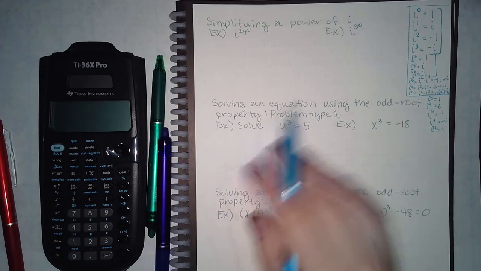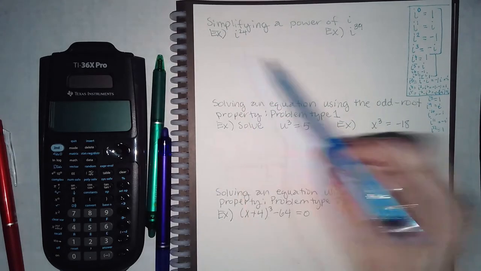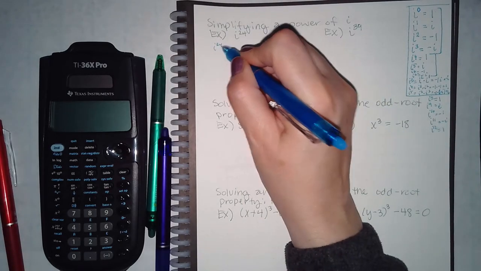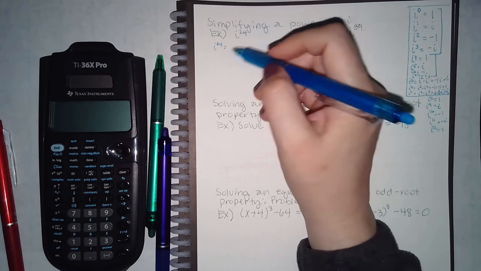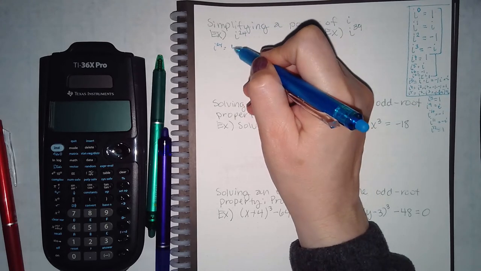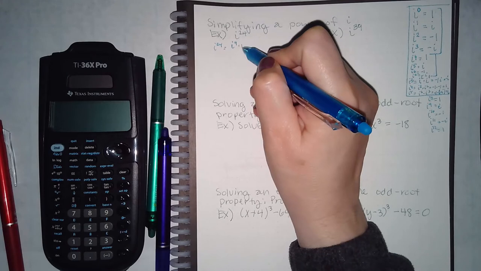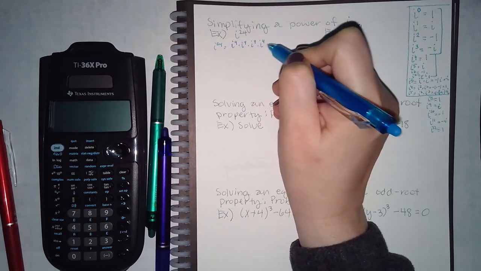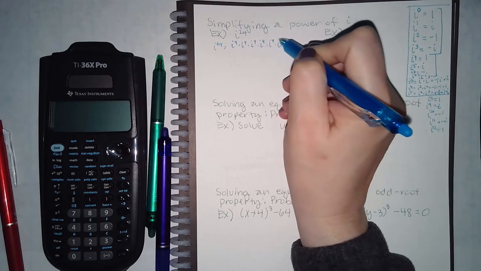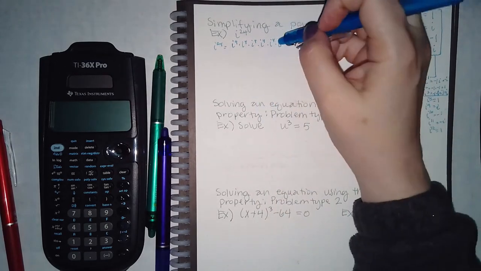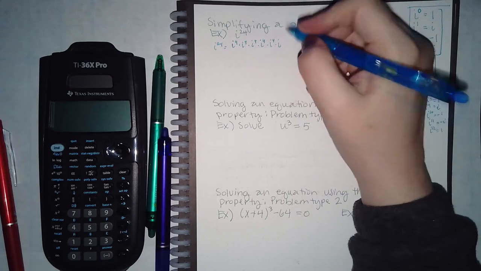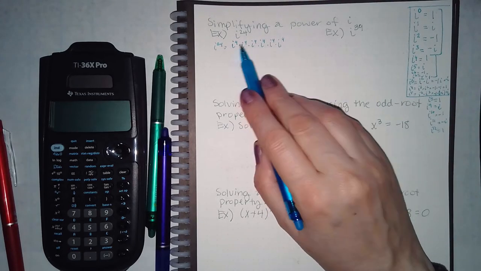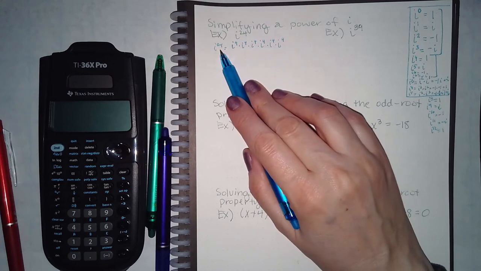So what we do here is, if I were to have i to the 24th, I could write that as i to the 4th times i to the 4th times i to the 4th times i to the 4th. How many am I going to need? 6, right? 1, 2, 3, 4, 5, 6. And if I add up all these exponents, I get 24.